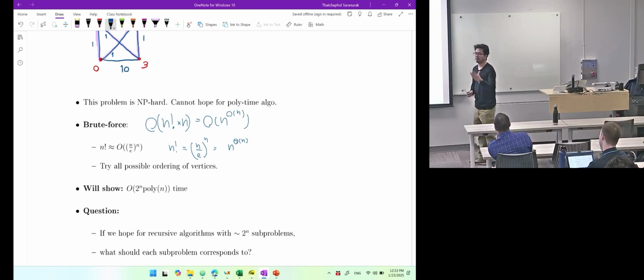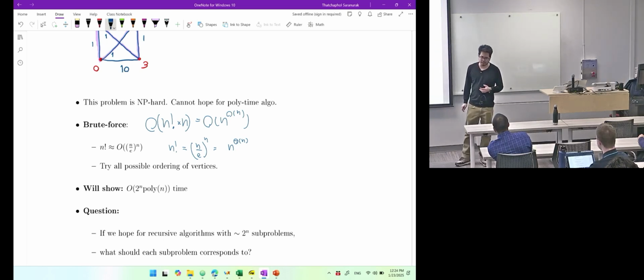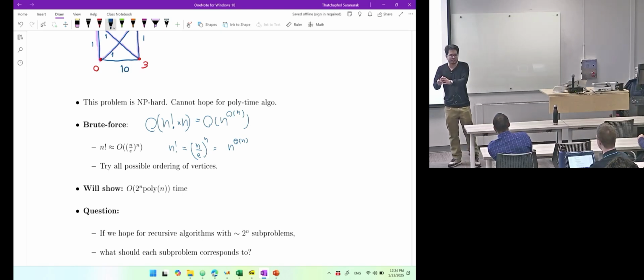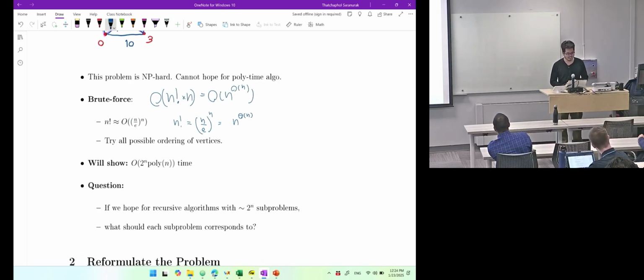Yeah, for each node, that looks closer to the correct answer, because there are n nodes. If you ask how many subsets of vertices there are, that's 2 to the n many subsets. For the edges, there are n choose 2 edges, so the number of subsets of edges is 2 to the n choose 2. So it's not clear, but I would guess that if this is my goal, then let's make each subproblem correspond to some subset of vertices. 2 to the n is the number of subsets of vertices in the graph. Just some hint, basically.